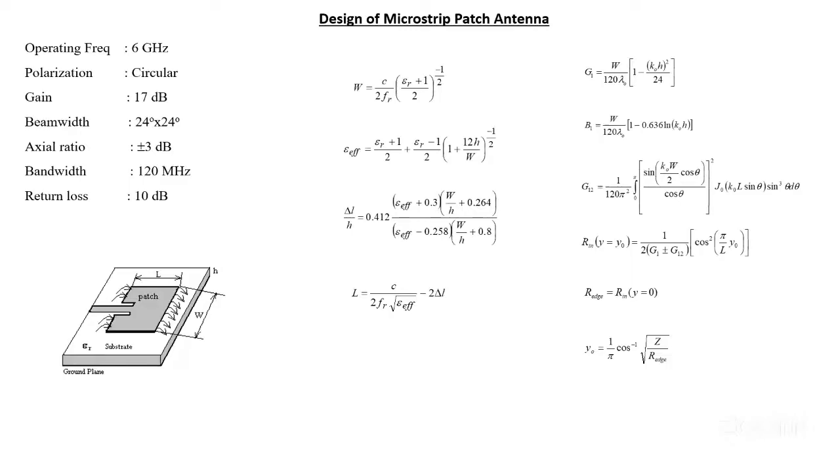Every patch has an edge impedance which we need to calculate, and I have used the microstrip transmission line to feed this patch antenna at some particular distance inside. So how to arrive at that? The set of equations on the right side will let us arrive at that point based on the impedance of the transmission line we are using.